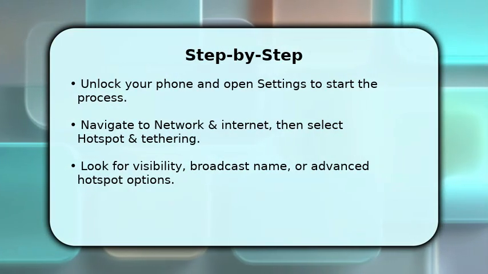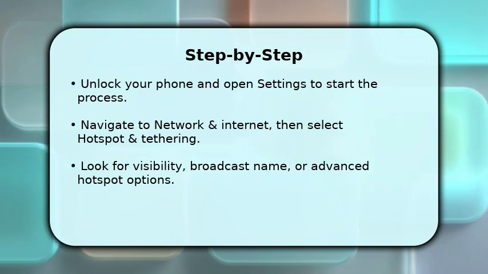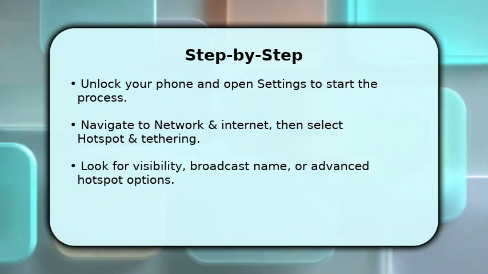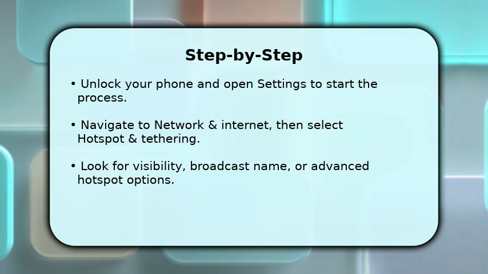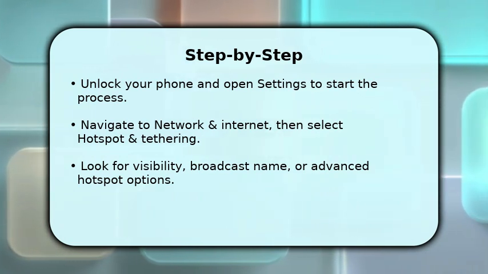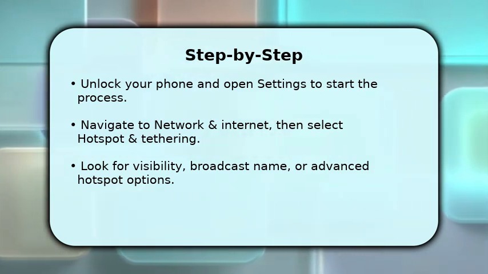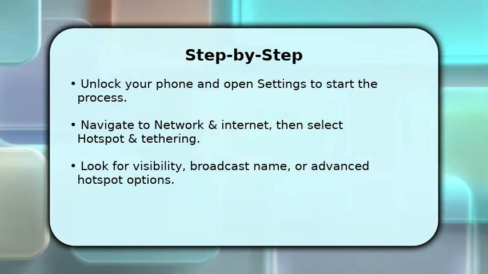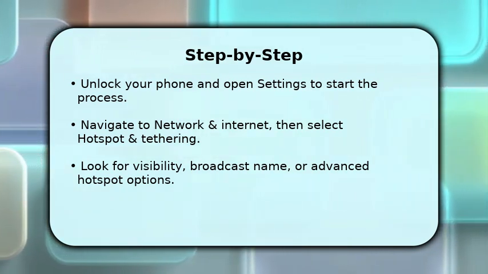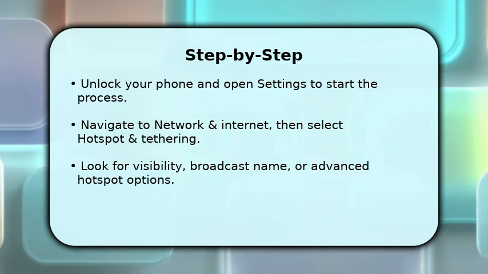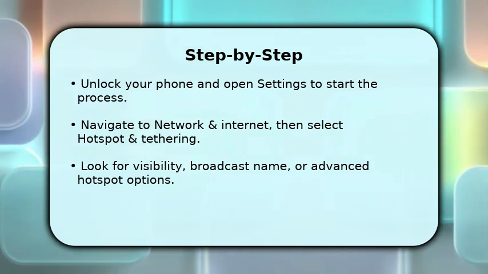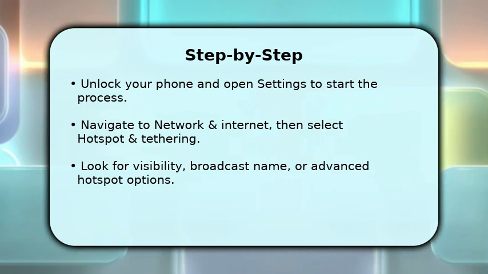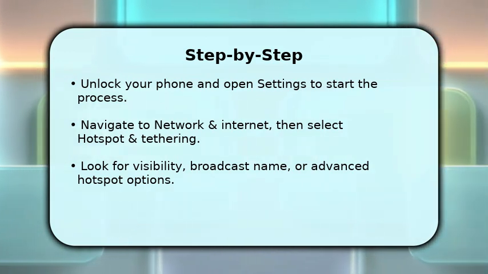Start by unlocking your phone and opening Settings. Look for Network and Internet, then Hotspot and Tethering, and select Portable Hotspot. Tap the three dots or Advanced and find Visibility or Broadcast Name settings. Toggle visibility off or rename the SSID to something subtle. I'll give tips for different Android skins and mention quick checks so the icon stays hidden after restarts. Practice once and it becomes routine.